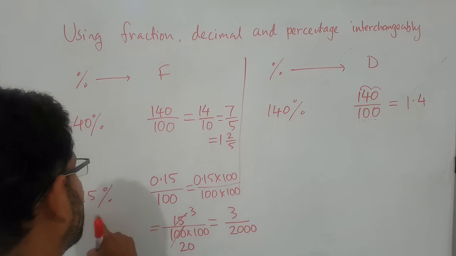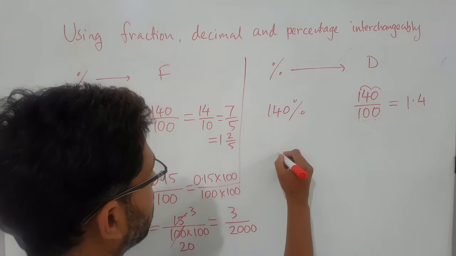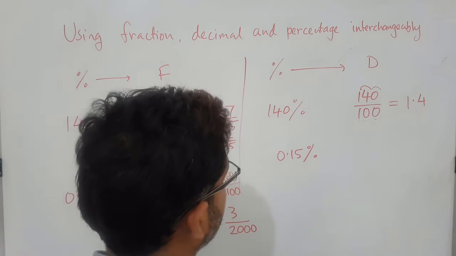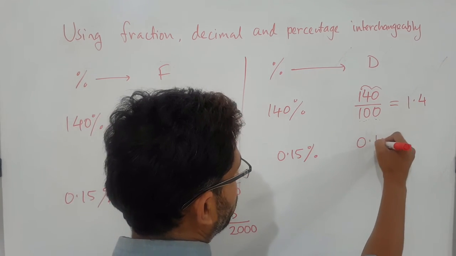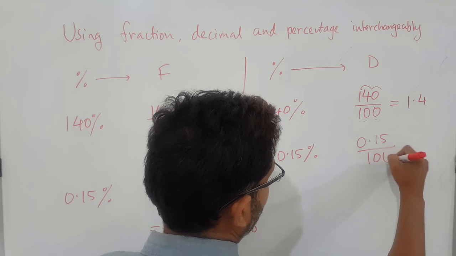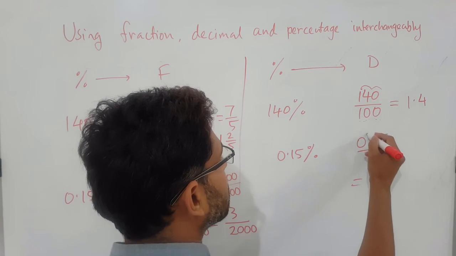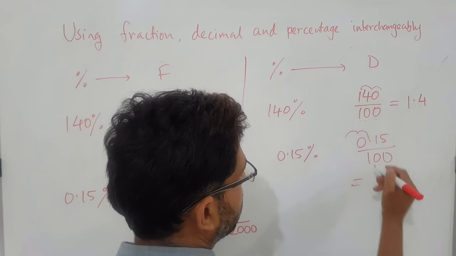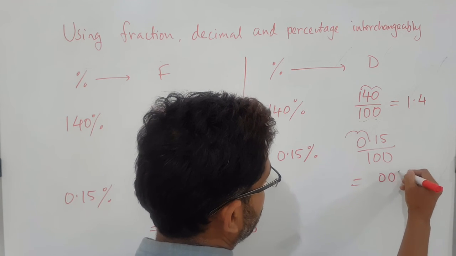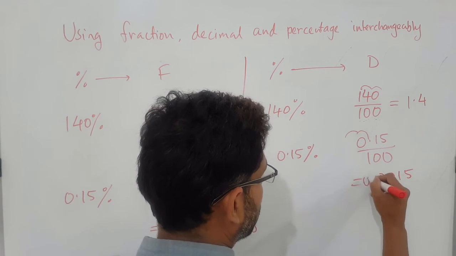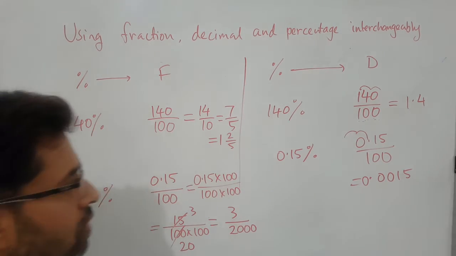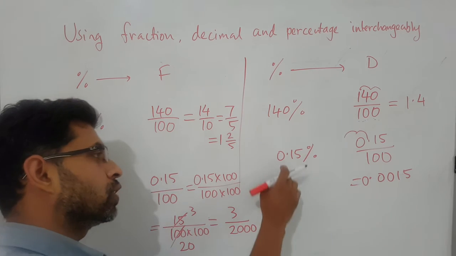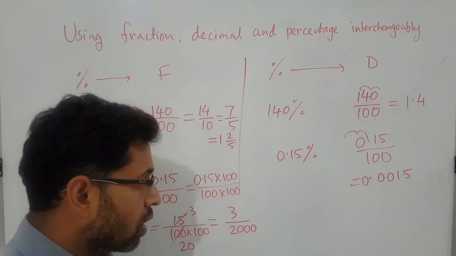Now if I do this one, 0.15% and asking for decimal, basically 0.15 divided by 100. So what I am doing is moving the decimal 2 places, because there are 2 zeros. The empty gap would be filled with a 0. So there would be 0015, which means 0 point. So 0.0015 would be the decimal form of 0.15%.